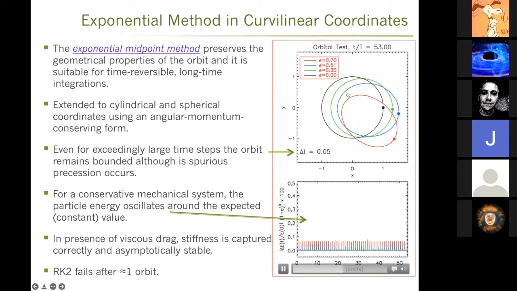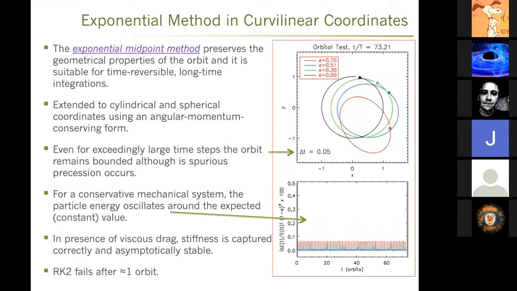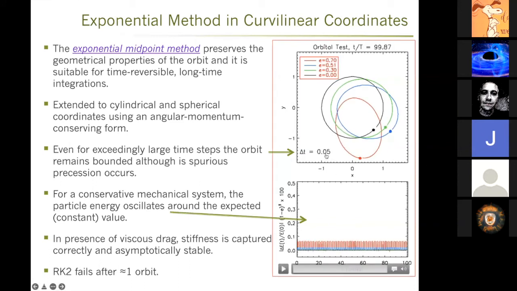If you look closely at the red elliptic orbit, you will see some precession, but the energy is very much well preserved in time. And the orbit remains closed, which is amazing. So we already did 80 orbits. The energy oscillates around the expected value with no change. And notice that the time step is really large.